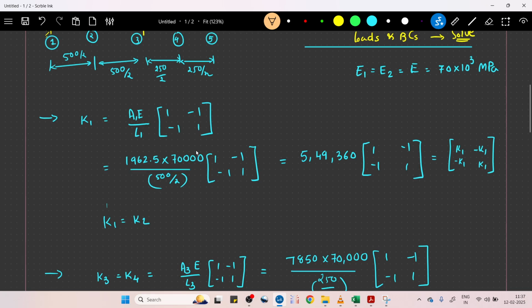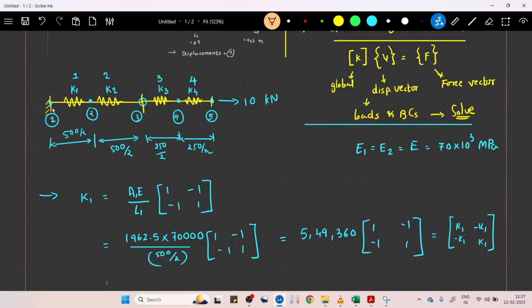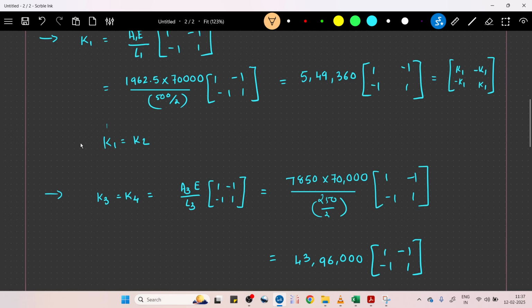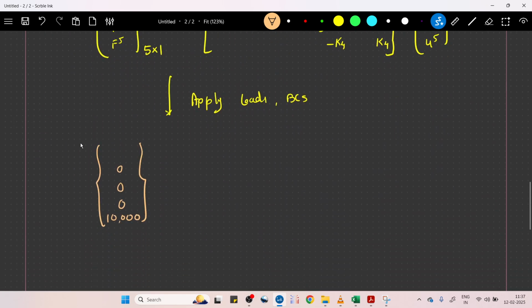Similarly F1: we are not applying any external force, but it is constrained. So there will be a reaction force at F1. Wherever there is a constraint or boundary condition, in that particular degree of freedom we get a reaction force. So we will say here reaction force, which is unknown.